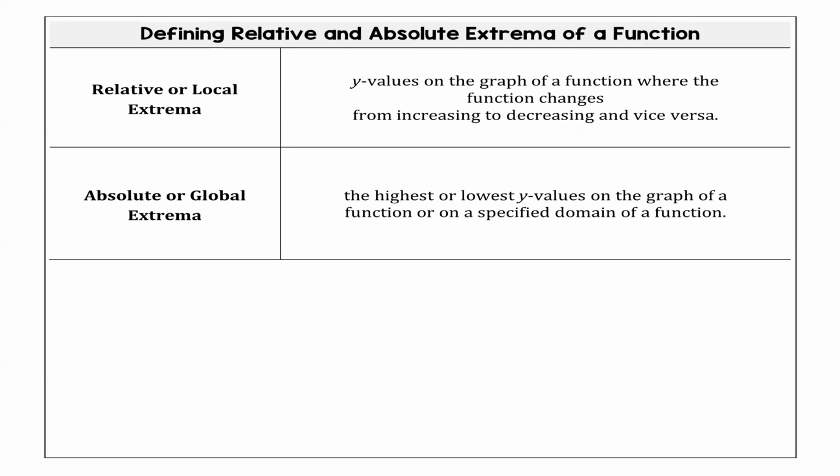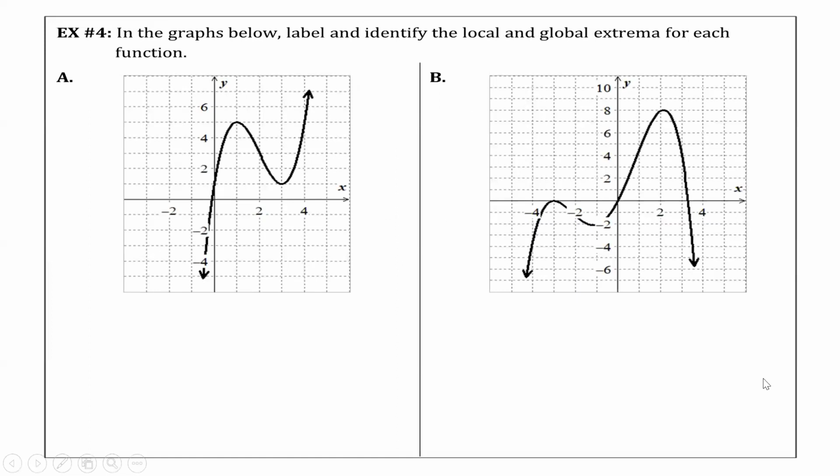Doable? Can we do those? All right, you're going to do them now. Okay, so you're going to do example number 4. You have A, B, C, and D. I want you to go through on A, B, C, and D and identify where's your relative max, relative min, and if there's an absolute max and an absolute min.